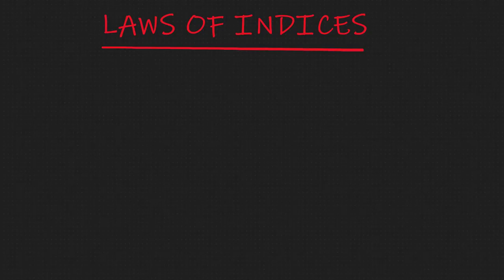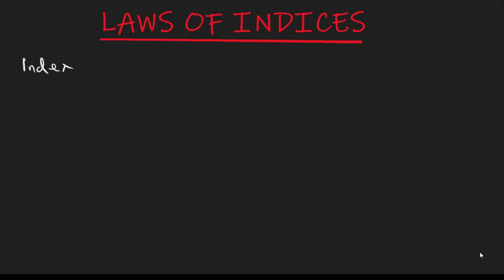Hello guys, in this lesson I'm going to talk about laws of indices. Indices is a plural of index. An index is a small number that tells us how many times a term has been multiplied by itself. For example, if we have a number 4 and 3, in this case 4 is known as the base and 3 is known as the index.